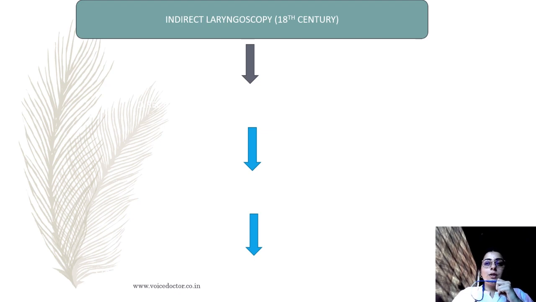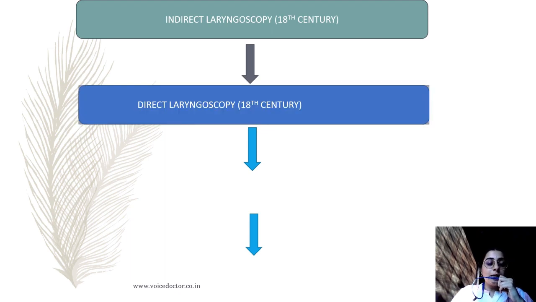In the 18th century there was a lot of curiosity to know how we speak, and hence they used mirrors to visualize the voice box, and in the mirror we got an indirect image of the larynx. We were not able to see the larynx directly, but we got an image collected over the mirror, and hence it was called indirect laryngoscopy.